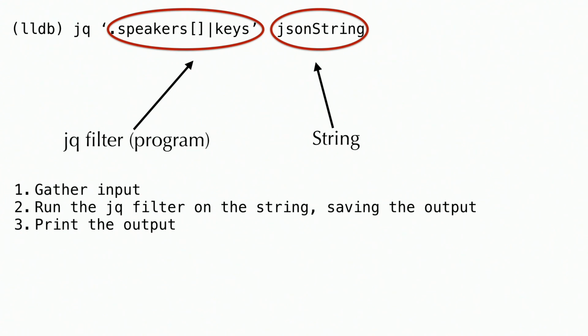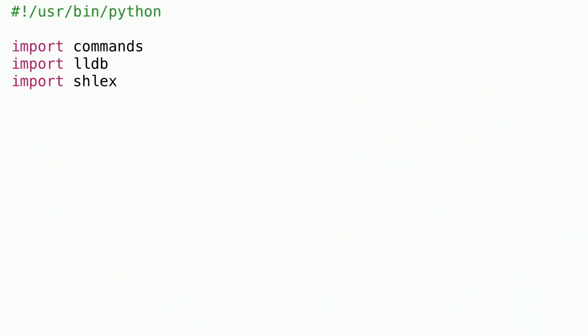Anytime you want to create your own LLDB extension, create a new command in LLDB, it's not more complicated than this. This is exactly what it is. Get the input somehow, the thing that you care about, run something, do something with it, and print out the output. How do you do that?